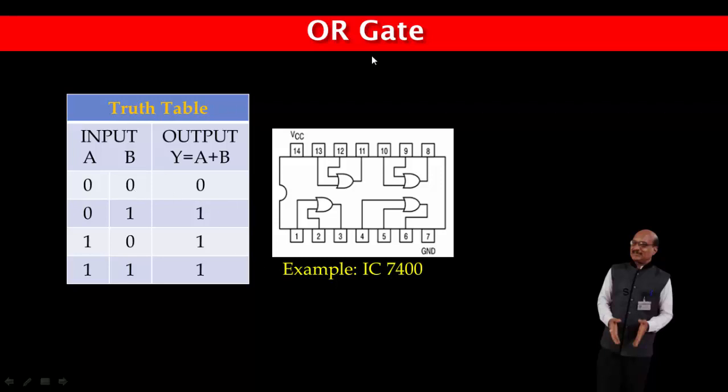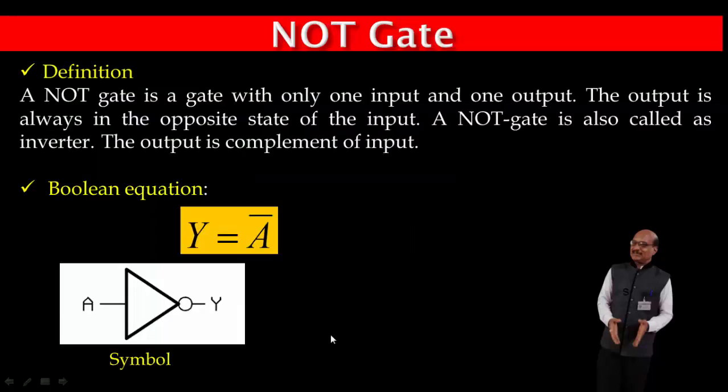Now, the example of this OR gate is IC 7400. So, if you go to the market and purchase the IC 7400, what is inside it? Inside this IC you have 4 OR gates. So, this is also called a quad 2 input OR gate.